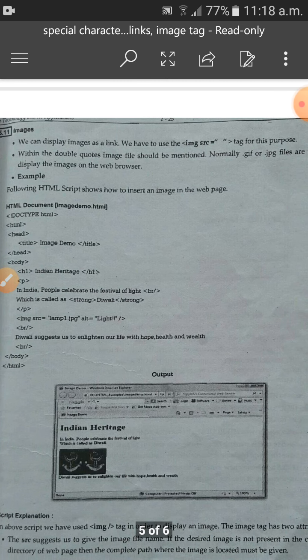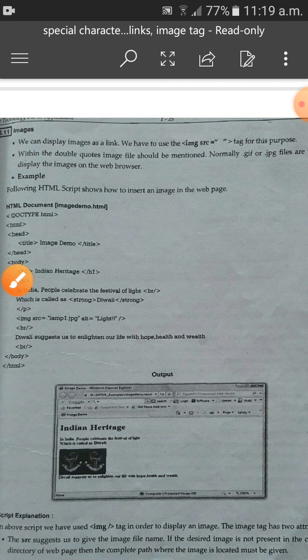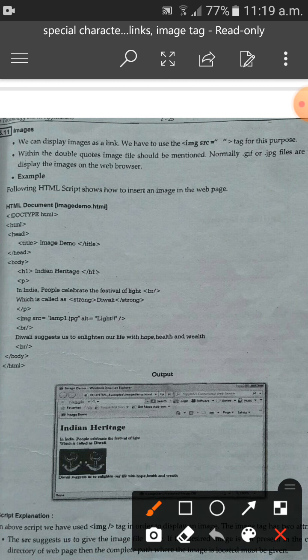So the image tag is used to display an image on the browser. Within the double quotes of the source, the image file should be mentioned. Normally .gif or .jpeg files are displayed as the image on the web browser. For example, consider an example of that image tag, that is HTML.